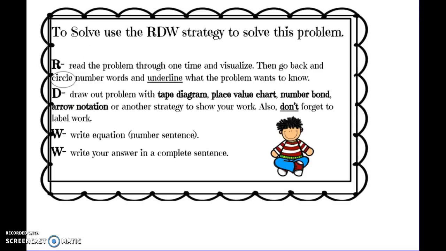To solve, we will use the RDW strategy. In RDW, we first read the problem through one time and visualize. Then we go back and circle number words and underline what the problem wants to know. Then we draw out the problem with a tape diagram, place value chart, number bond, or another strategy to show our work. Also, we label our work.